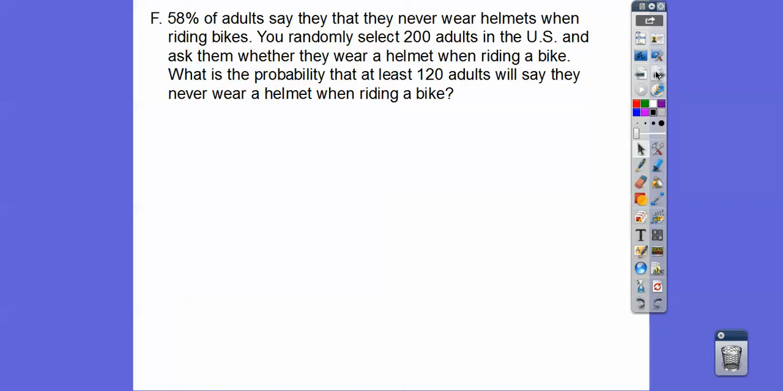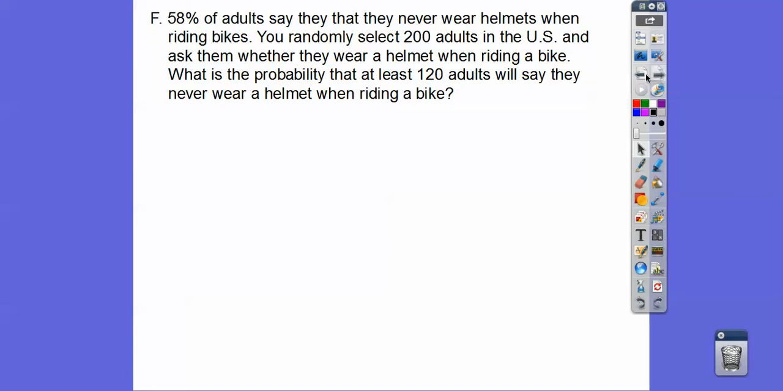So 58% of adults say they have never worn helmets when they ride bikes, or they never wear helmets. Okay, so you randomly select 200 adults in the U.S. and ask them whether they wear a helmet riding bikes. What's the probability that at least 120 adults will say that they have never worn a helmet when riding a bike? Okay, so this is either they say yes, they wore a helmet, or they don't. So it's binomial. There's two choices right there.